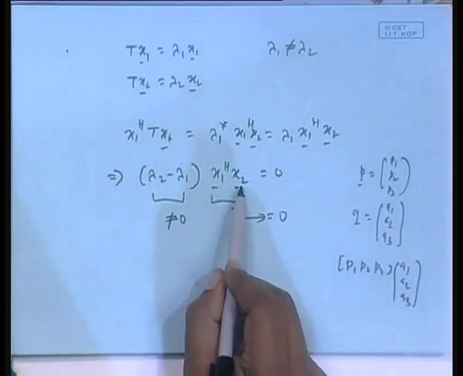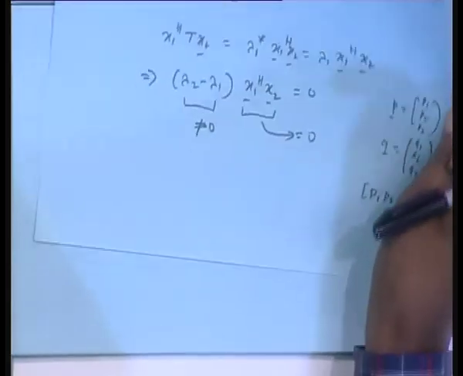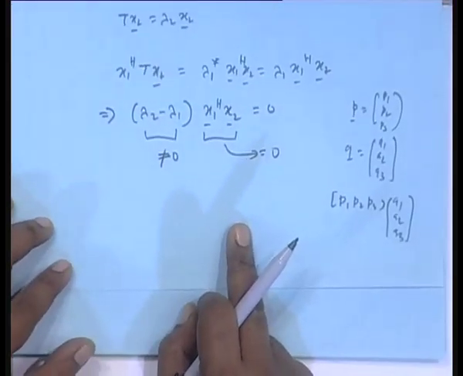So, x1 Hermitian, x2 0. Now, suppose to start with, T is such a matrix, P cross Q matrix. How many eigenvalues can it have at the most? P eigenvalues. For a P cross P matrix, you solve the characteristic equation, you can have at the most P roots. And for the time being, assume that all the P roots are distinct.